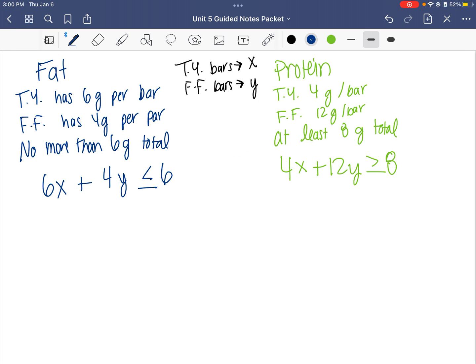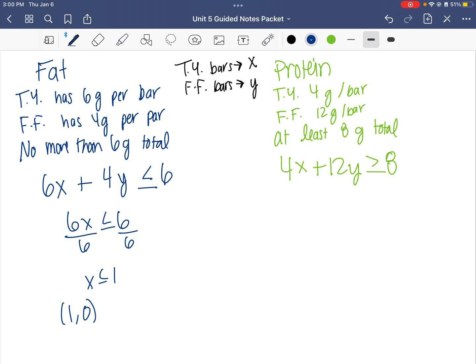Now remember, to find an x-intercept, you would put 0 in for y. So this whole thing becomes a 0. So we would have 6x is less than or equal to 6. Divide by our 6. x would have to be less than or equal to 1. Sorry, our x-intercept becomes (1, 0).